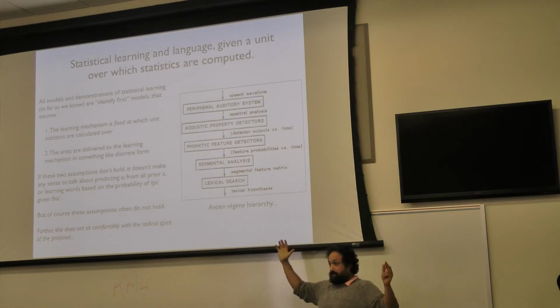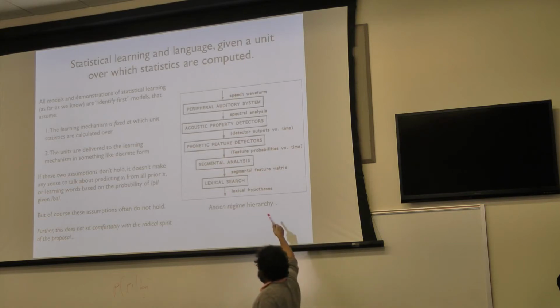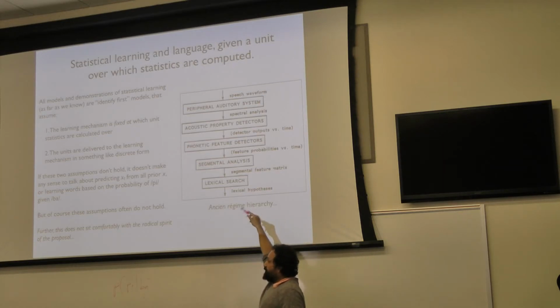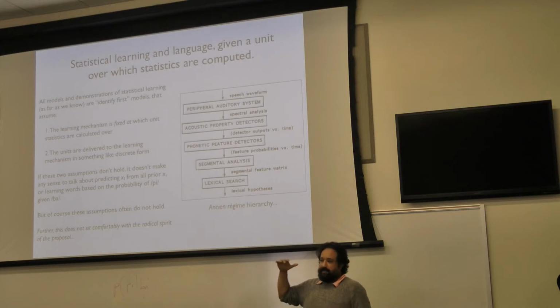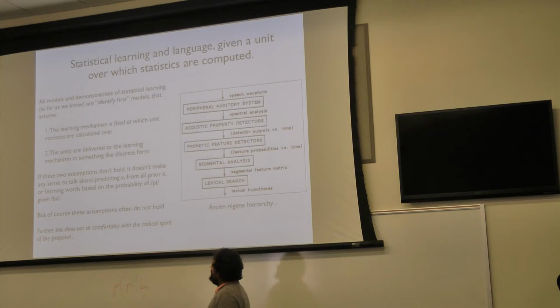You just have these multiple levels, and you learn the language from calculating statistics over these levels, and it starts to look very much like an ancien regime kind of hierarchy, where you have features, and then you compute higher order features from those features, and then you compute segments from those features, and then you look up the words from those segments, right? This is a very useful descriptive model for what the levels of description of language might be like, but it sort of lost its luster as an explanatory framework.